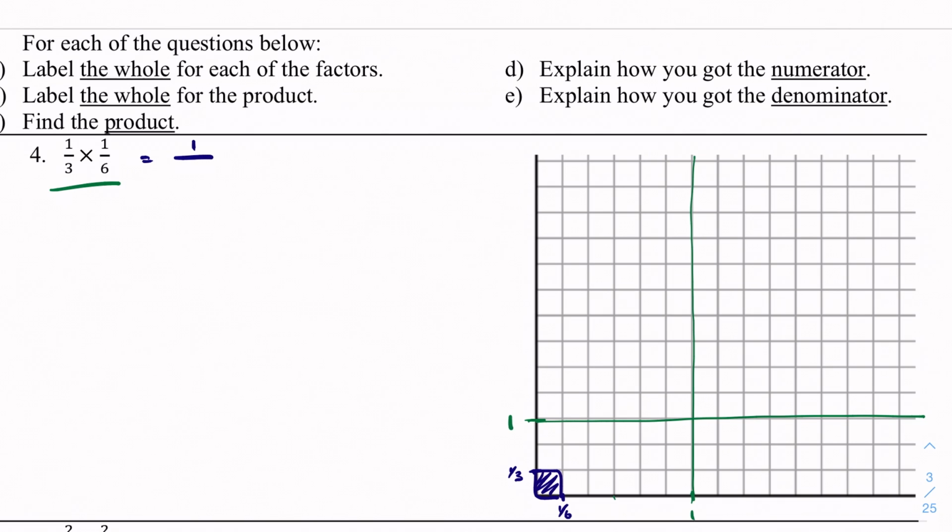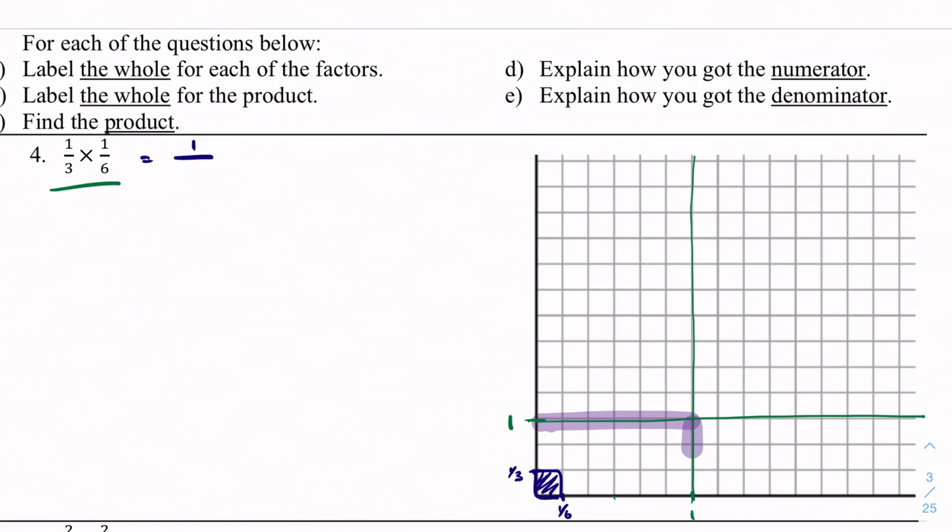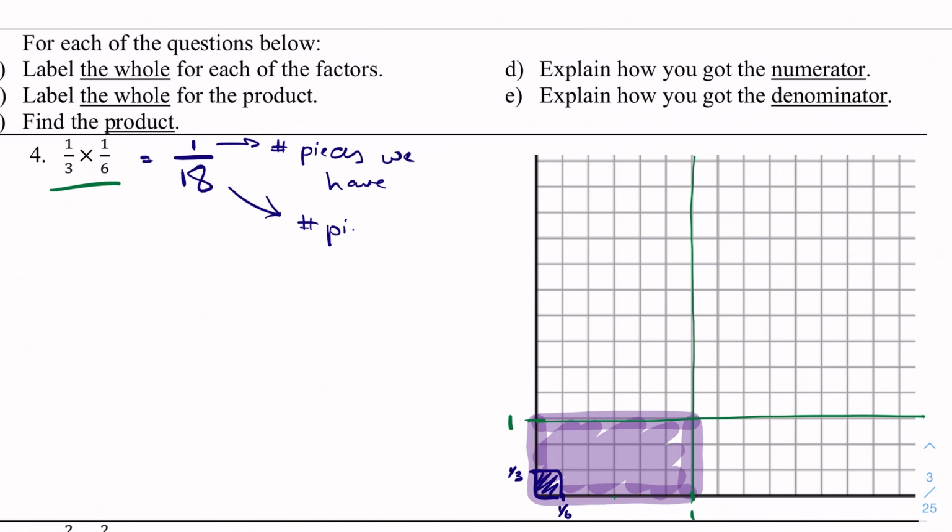But how many of those pieces will we need to fill the whole? Remember, the whole for the area is a 1 by 1 rectangle. How many of those do we need to fill the whole? We have 3 rows and 6 columns. We have 18. So the number of pieces we have, and the number of pieces we need to fill the 1 by 1 rectangle.